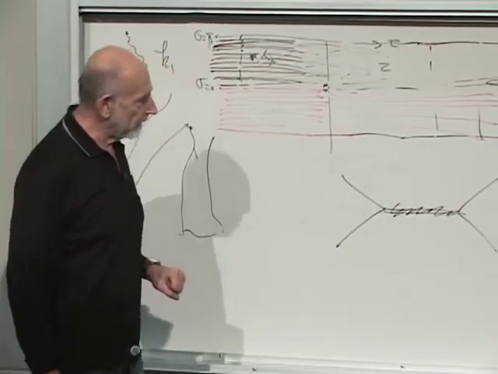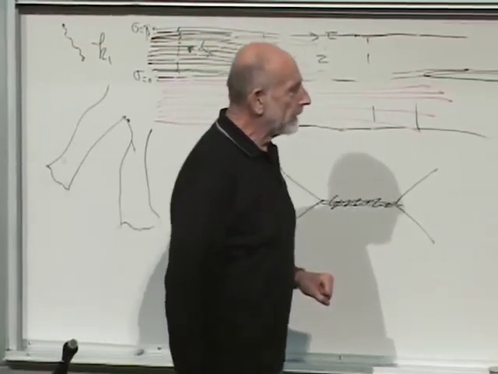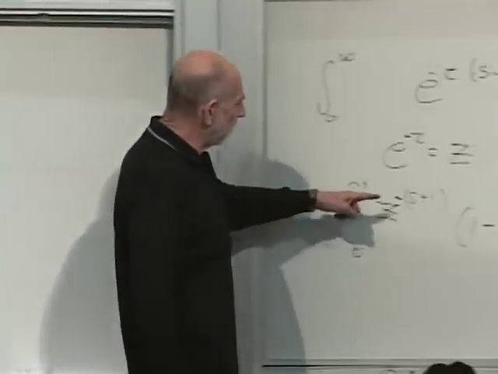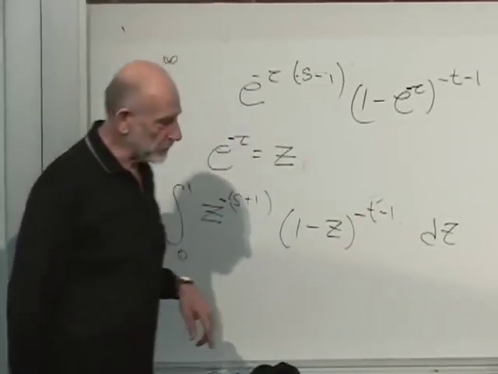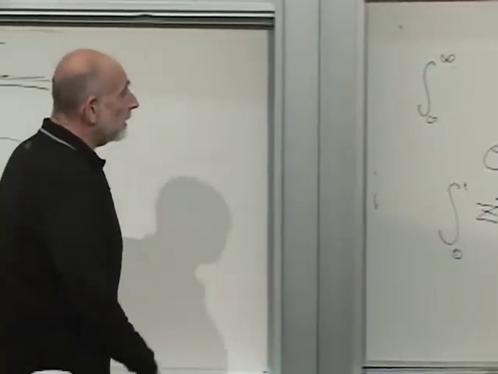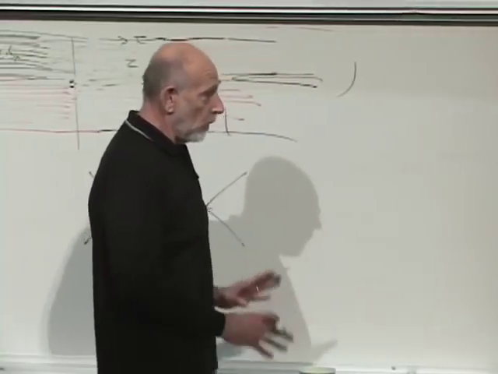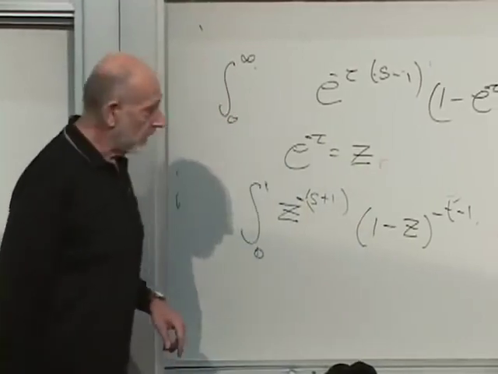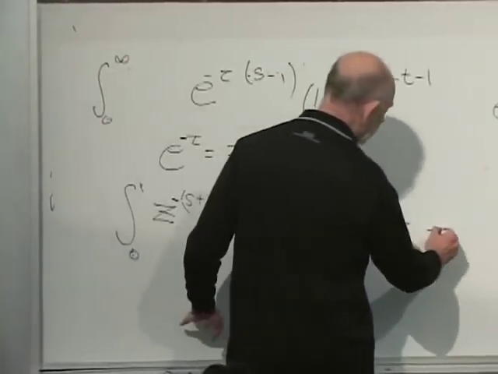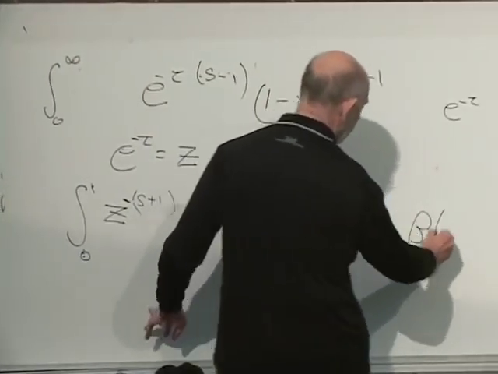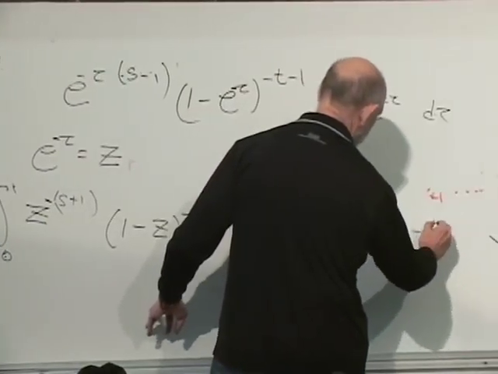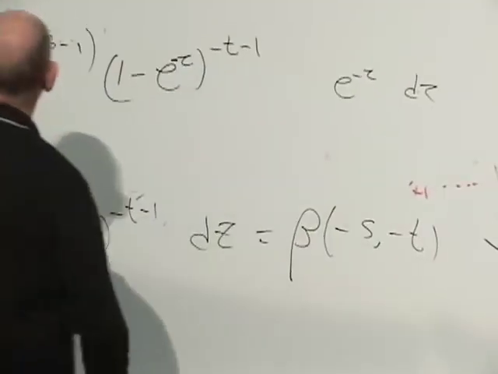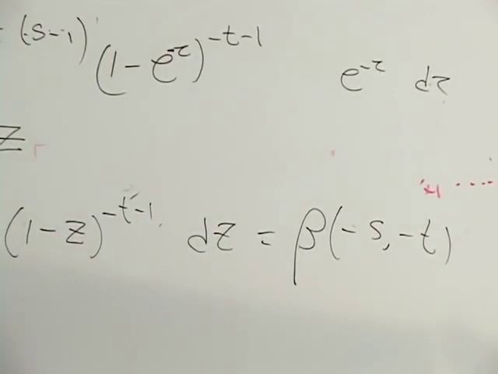Composite is formed and then decays. But it winds up being completely symmetric between s and t. In fact, this function is called the Euler beta function. It's a function of two variables, s and t. It's called beta of minus s and minus t. It's the Euler beta function.